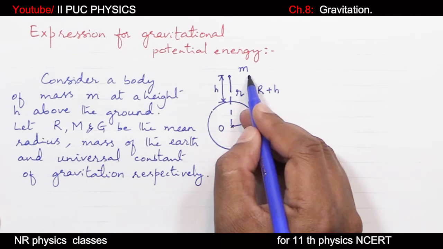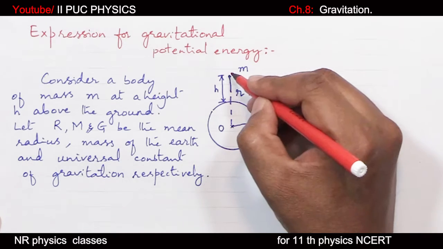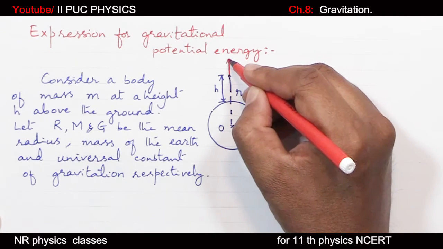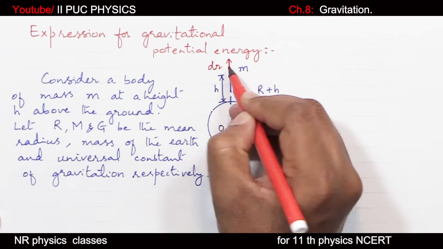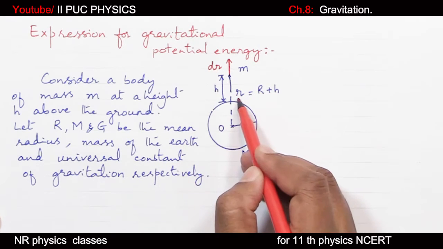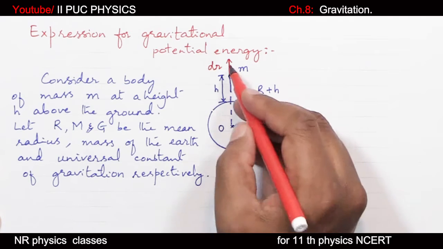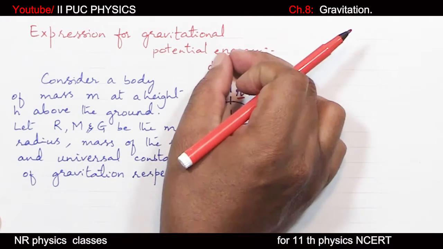This mass m is moved by distance dr. Please understand, dr is small displacement. Capital R is the radius. Small r is the distance of the mass from the center. So that mass is displaced, moved through dr.